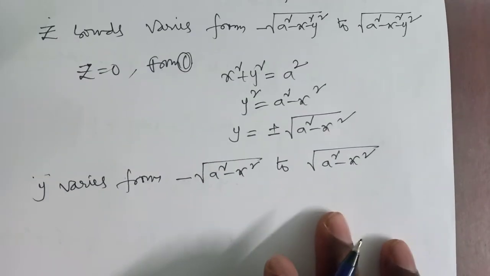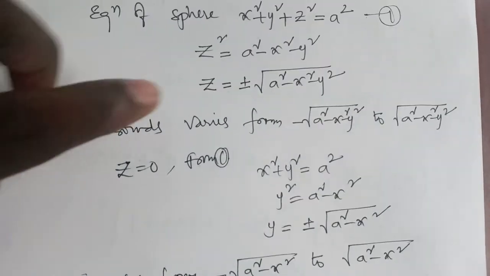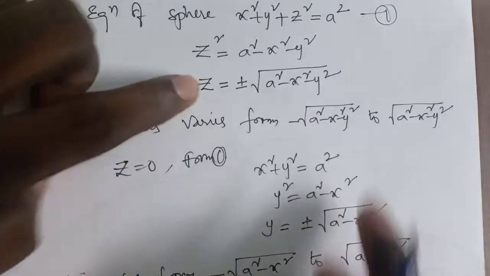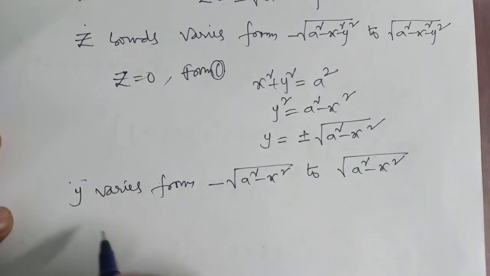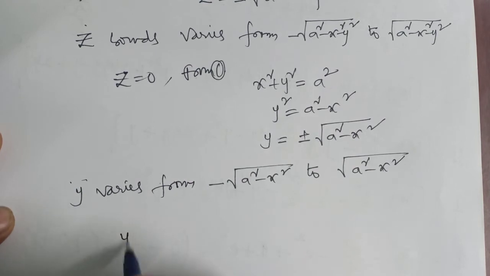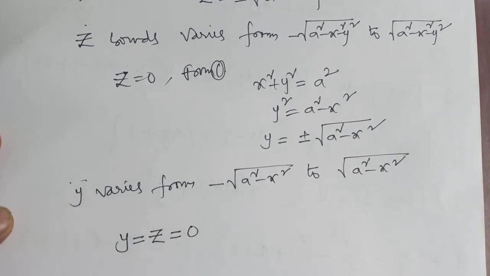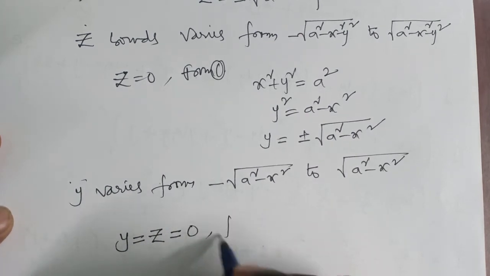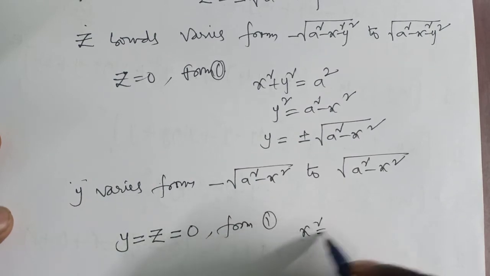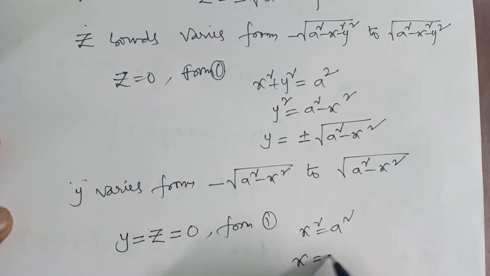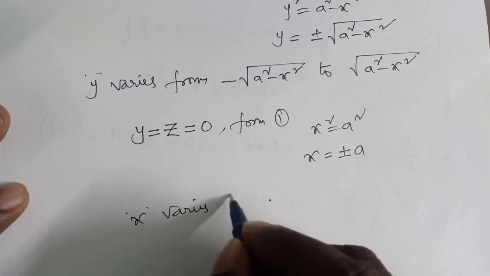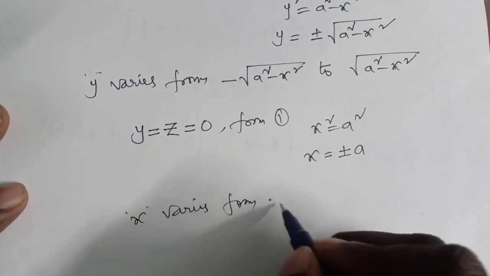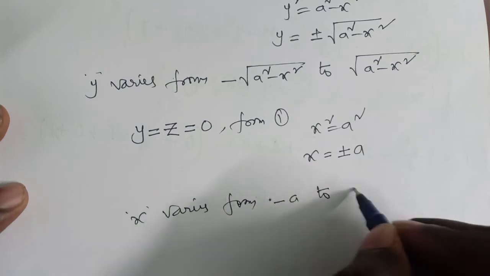So if you want to find the boundaries: z in terms of the other two variables, y in terms of the other variable, and finally the constant bounds. To find the constant bounds, put the y bounds and z bounds already found equal to 0, then we get the constant boundaries. From that we get x square equal to a square, so x equals plus or minus a. So x clearly varies from minus a to plus a.